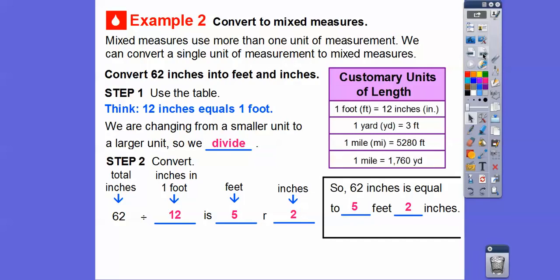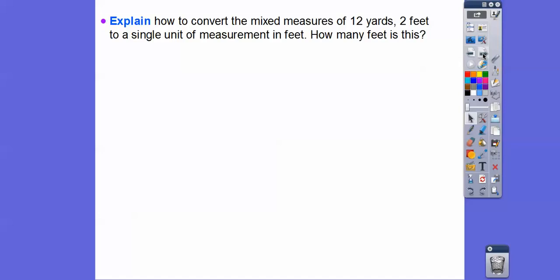All right, I always tell students that I'm 5'13". Used to be 5'14".